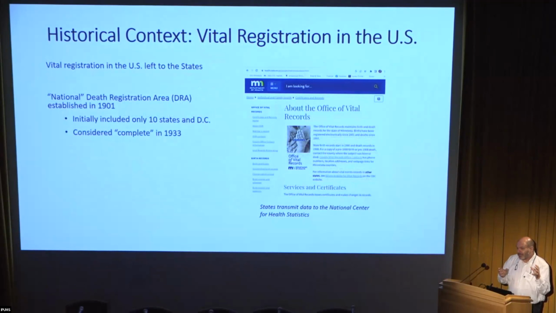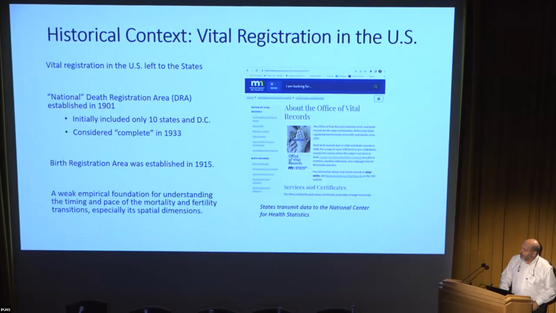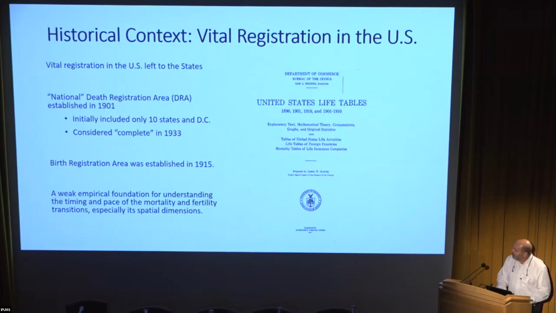And it wasn't completed until 1933. So until 1933, we do not have a system of vital registration. I should say birth registration comes a little bit later, but also finished in 1933. So we have a really weak empirical foundation of understanding the demographic transition in the United States, and especially spatial differentials in mortality and fertility. And that's what we're hoping to get a better picture of in this period.